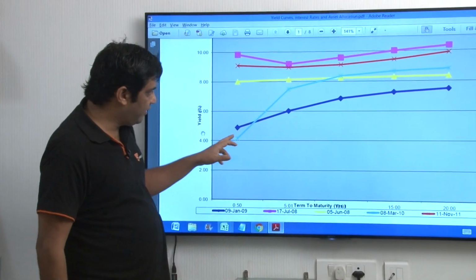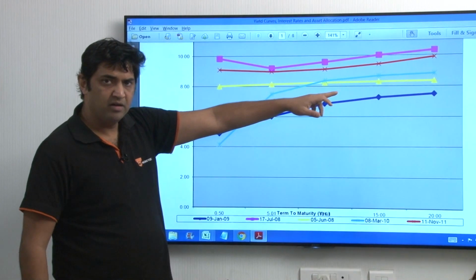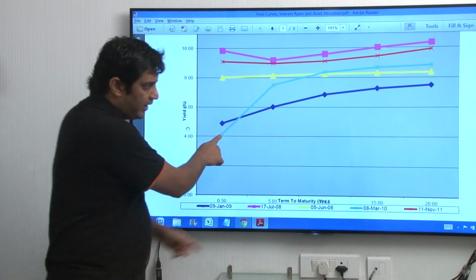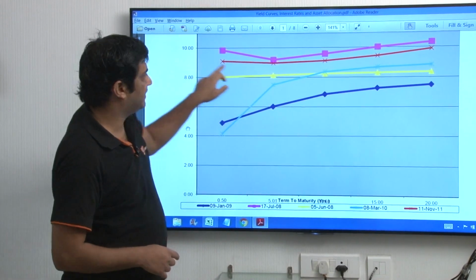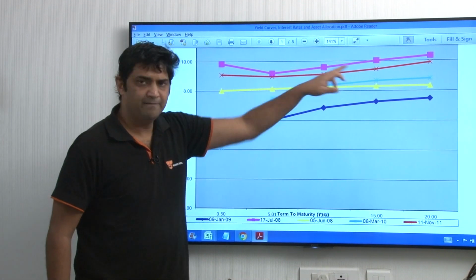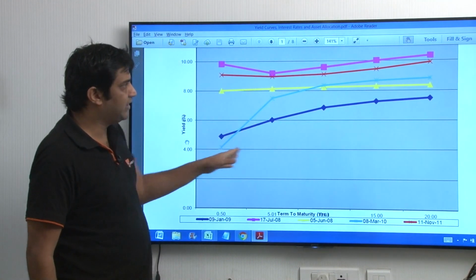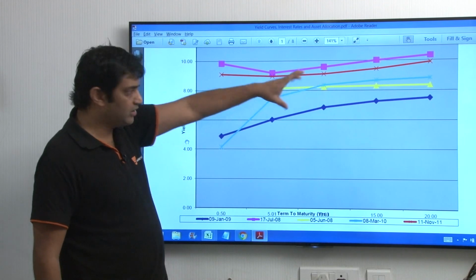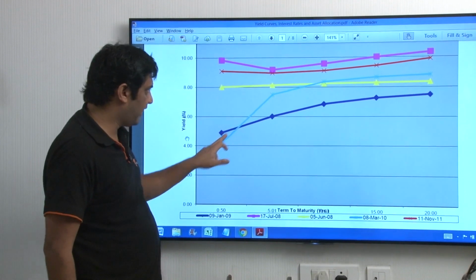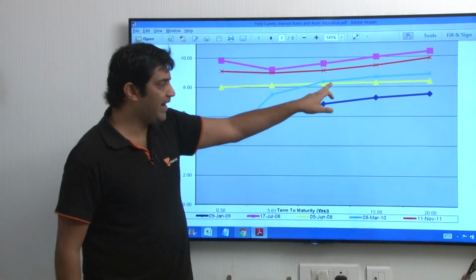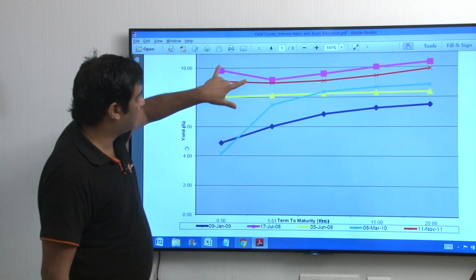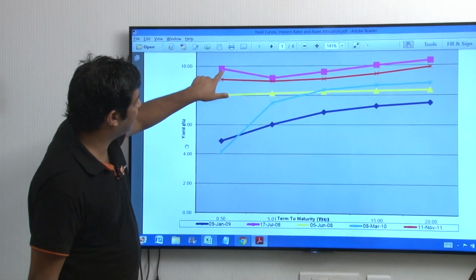Another variant of this is this light blue line, which is even better because the short term rate is at 4% and the long term rate is above 8%, let's say close to 9%. So there's a huge difference. Short term you get 4%, long term you get 9%. So this is known as a steep yield curve. So dark blue is normal, light blue is steep, yellow is flat, and the pink line, if you see this part very clearly, is an inverted yield curve.